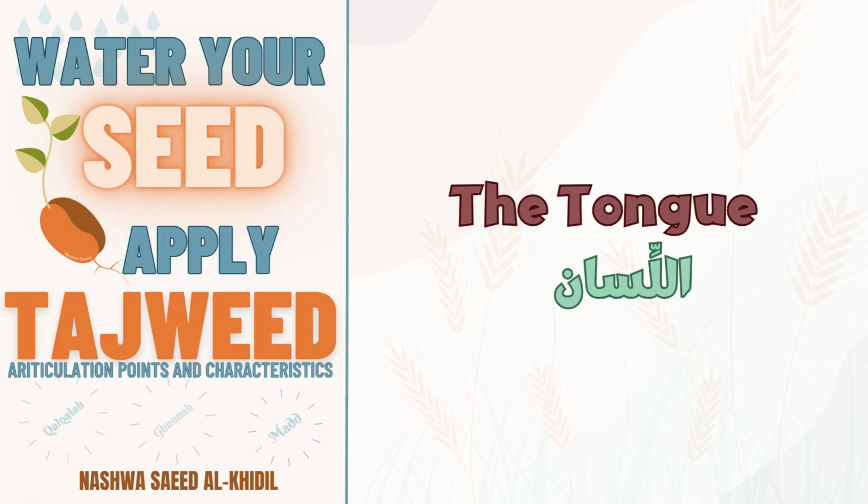This is Nashwa Saeed, and this is the fourth lesson in the articulation points and characteristics of the Arabic letters course. Today we're going to explain the third major makhraj, which is the second specific one, the tongue or lisan.